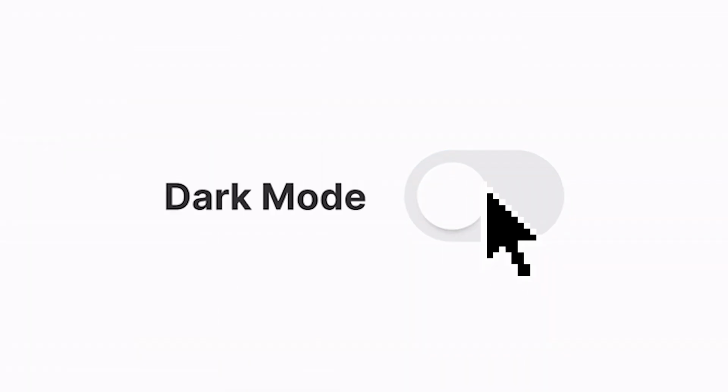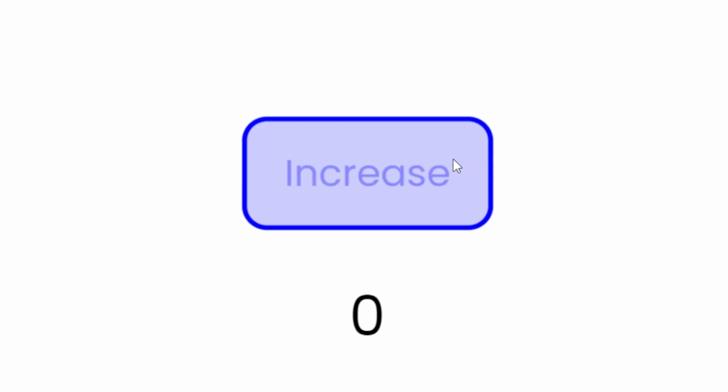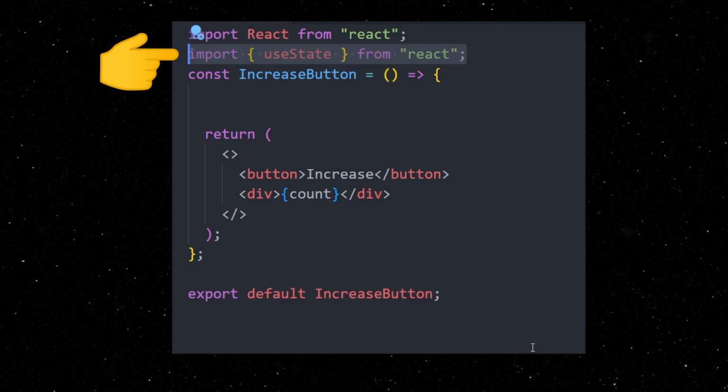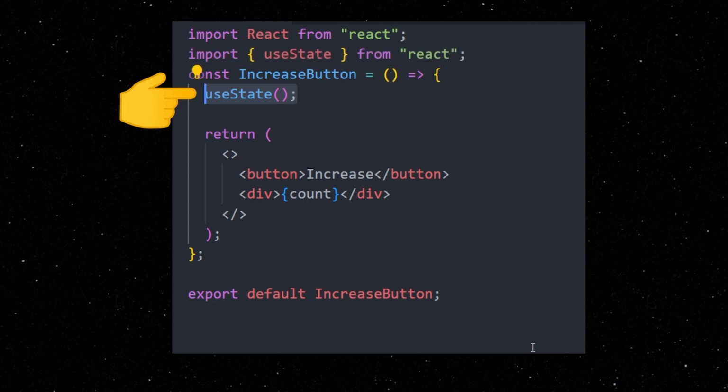Another example would be a dark mode button. By clicking on it, you basically change a state, which is in this case the styling of the website. To have a better understanding, let's make this button increase the number below it by adding useState to it. First, you need to import useState from React at the top, and you should call it at the top level of your component like this.